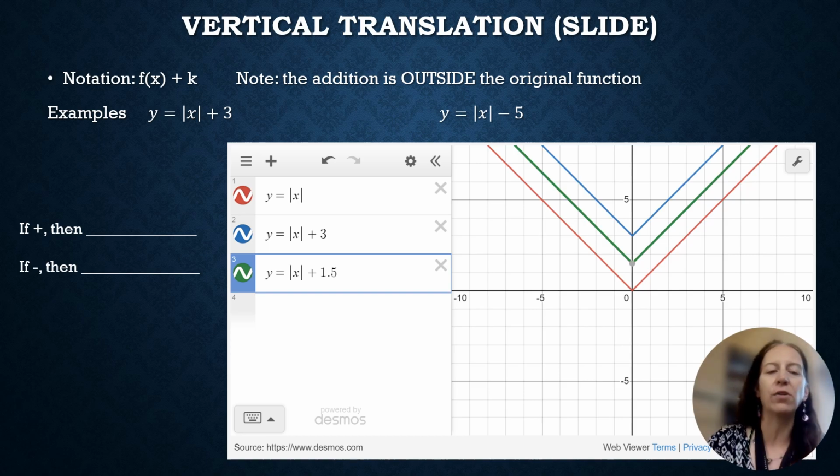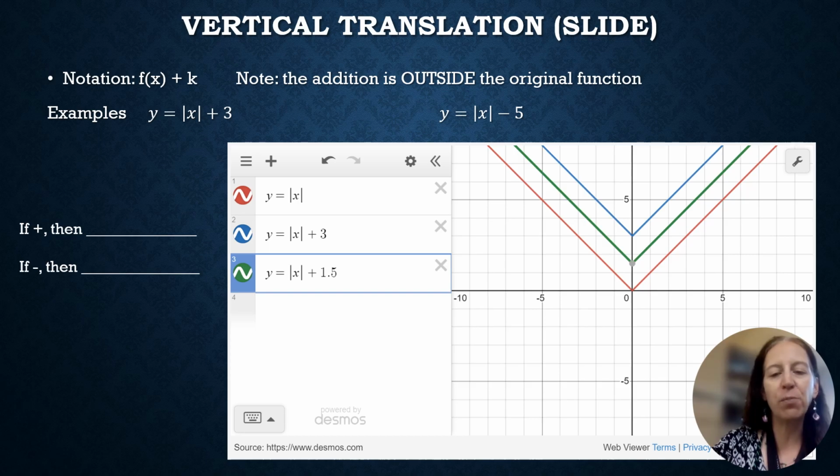So y equals, remember our parent was the absolute value of x, and then I have this plus 3 on the outside. Okay, so it's outside of that original function. And then the other example that I have up there, and the reason I'm not using the laser pointer is because I'm honestly afraid of clicking in the wrong space, is the absolute value of x, and then this minus 5. Now, you could also think of that as plus negative 5, okay?